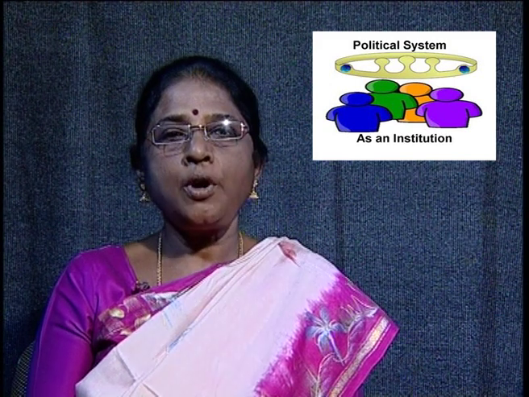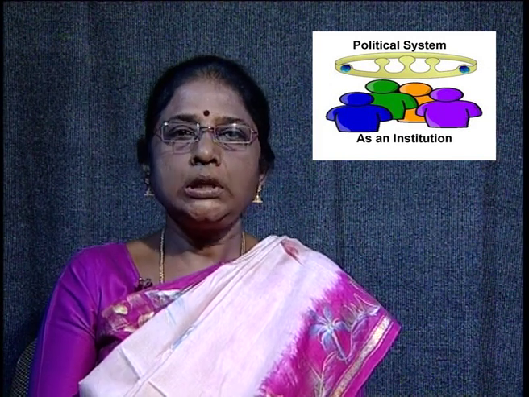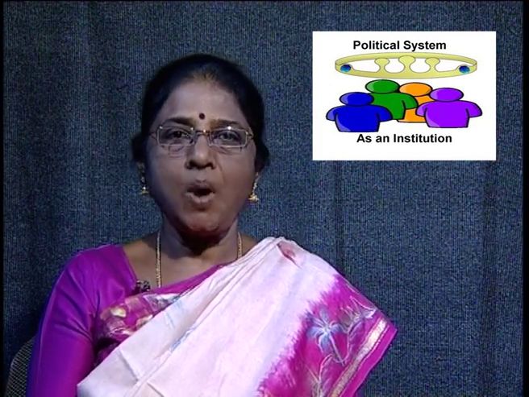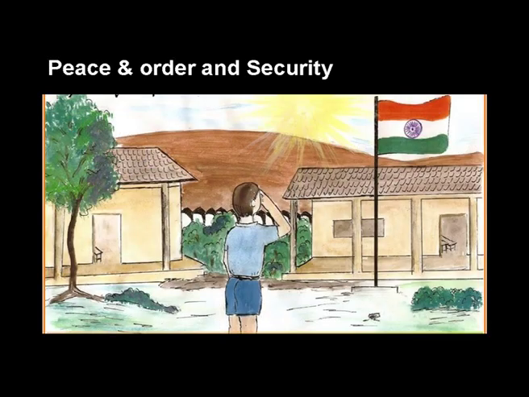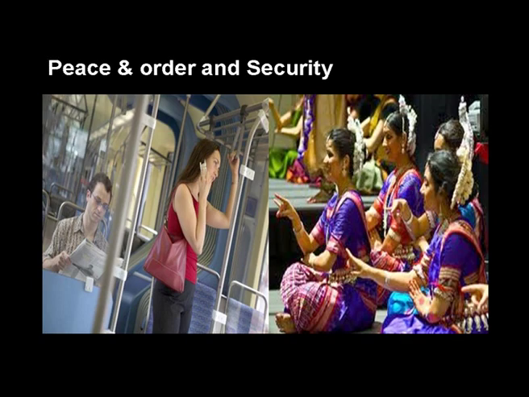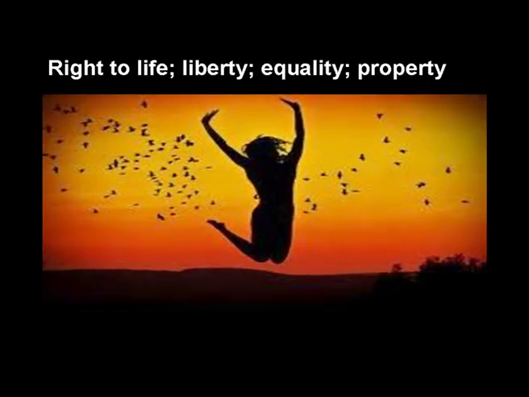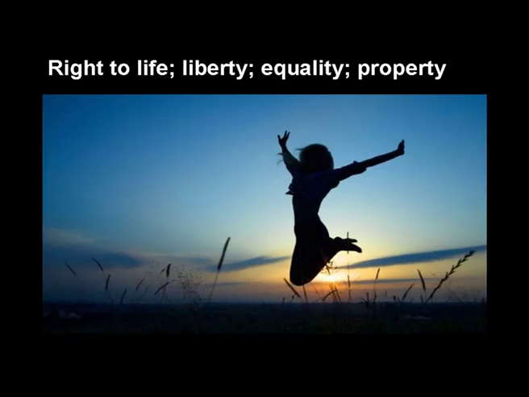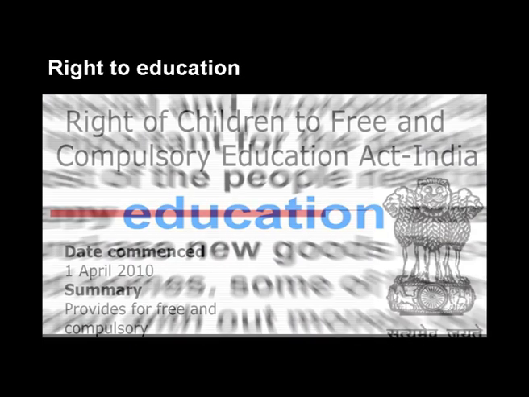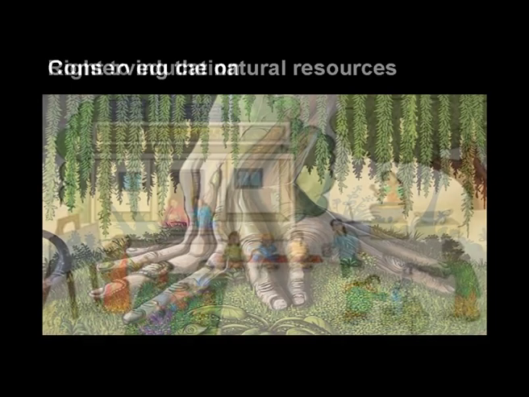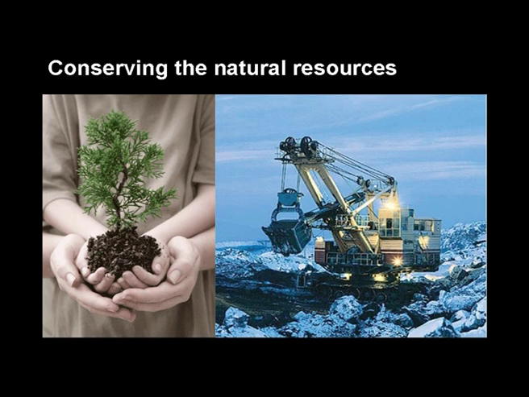The welfare states perform certain functions to promote the well-being of the citizens. Some of the functions of welfare states. 1. The welfare state ensures internal peace and order and always provides security to its citizens. 2. It assures people's fundamental rights such as right to live, liberty, equality, right to property, freedom of thought and expression. It also gives priority to education of the people. 3. It tries to conserve the natural resources against competitive private interests.